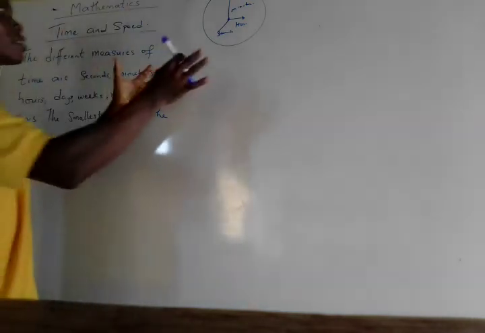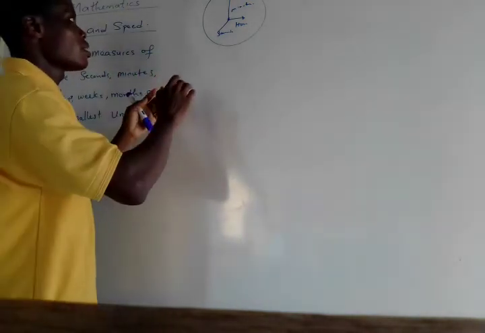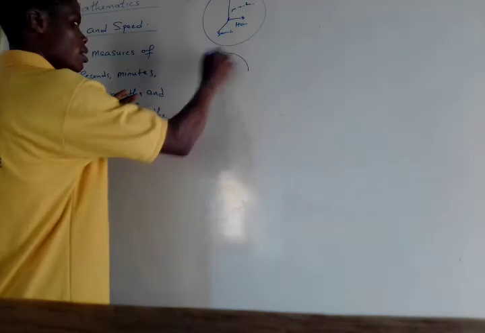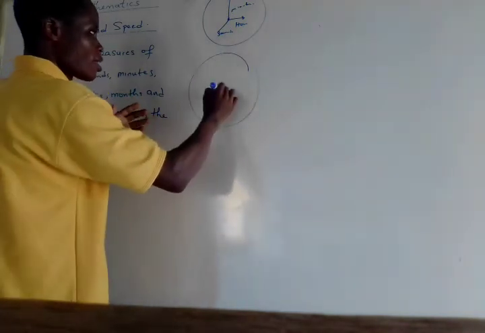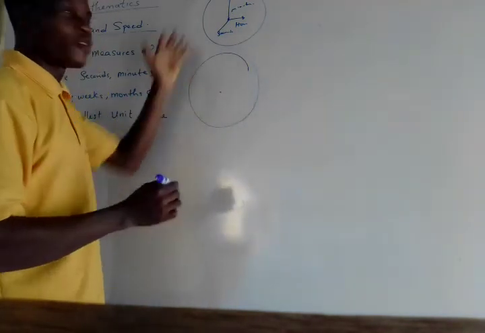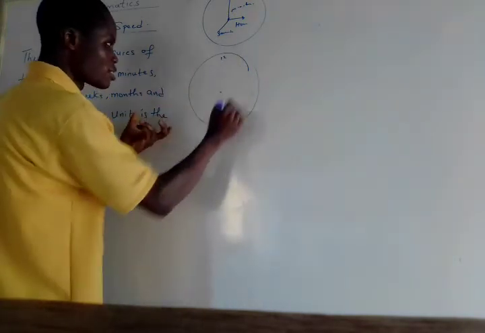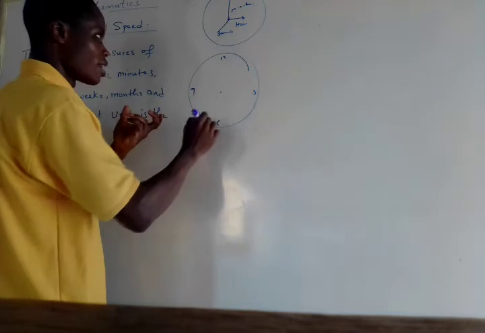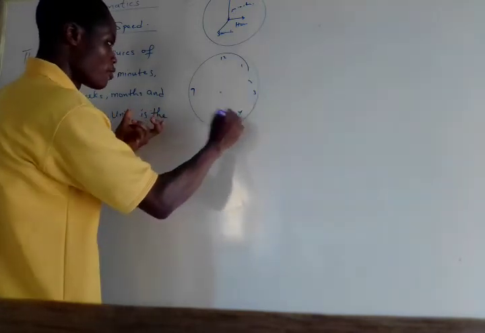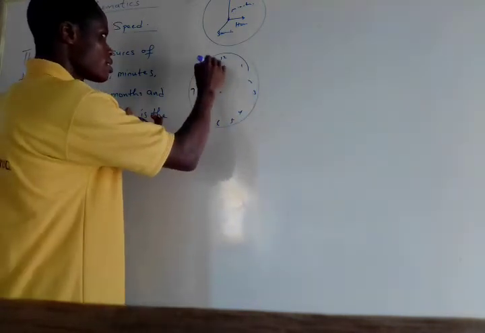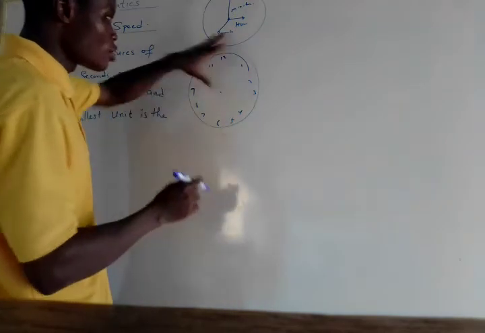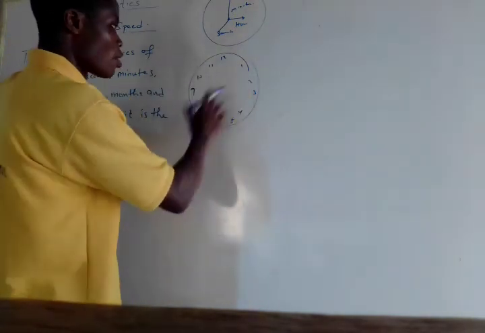Now, in a day, you have 24 hours. On your wall clock, 24 can be represented there. So how does it go? We have 12, 6, 3, and 9, then 1, 2, 4, 5, 7, 8, 10, and 11. Now you know you have 12 hours around the wall clock.